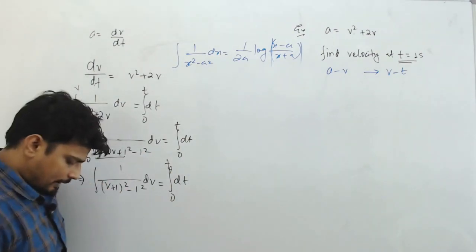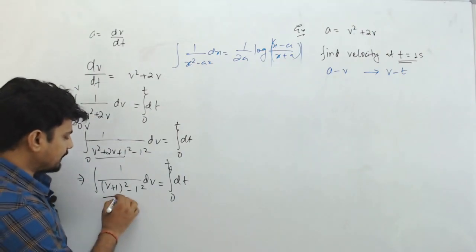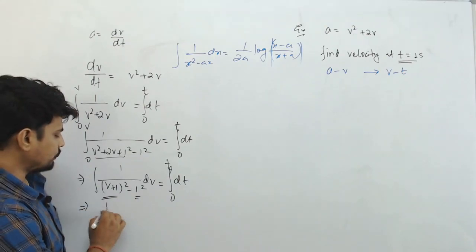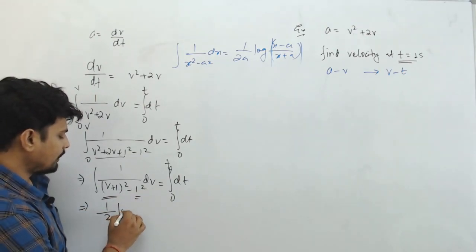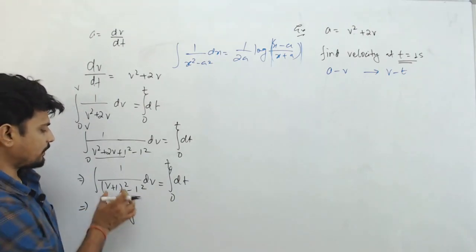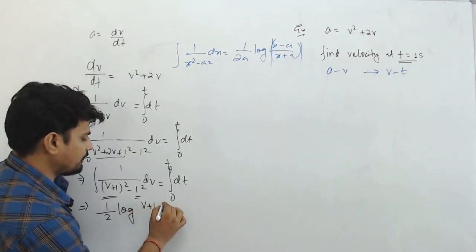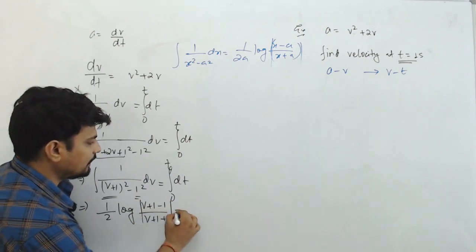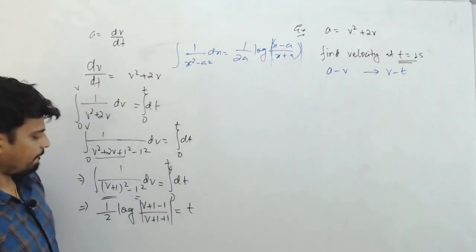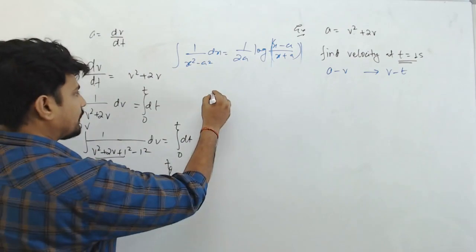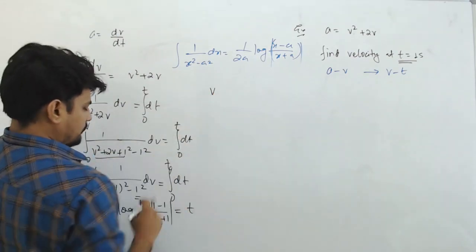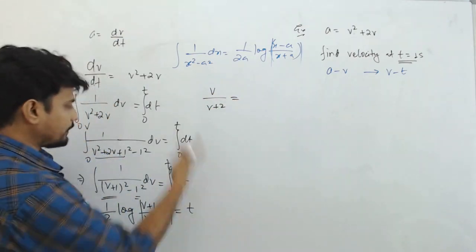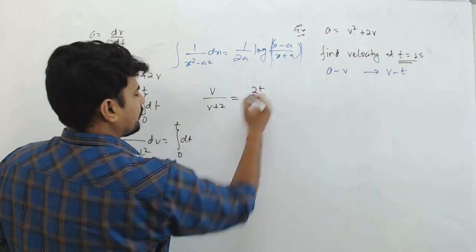So over here what is x for you? For you this entire thing is x, and a is 1. So how much will it be? 1 upon 2a, and a is 1, so 1 upon 2 log of (x minus 1), that is (v plus 1 minus 1), upon (v plus 1 plus 1). That should be equals to how much? t. Take it that side, so you should be having what? Let me directly write, 1 minus 1 cancel, we'll be having v plus 2 is equals to 2 e to the power of 2t, e to the power of 2t.